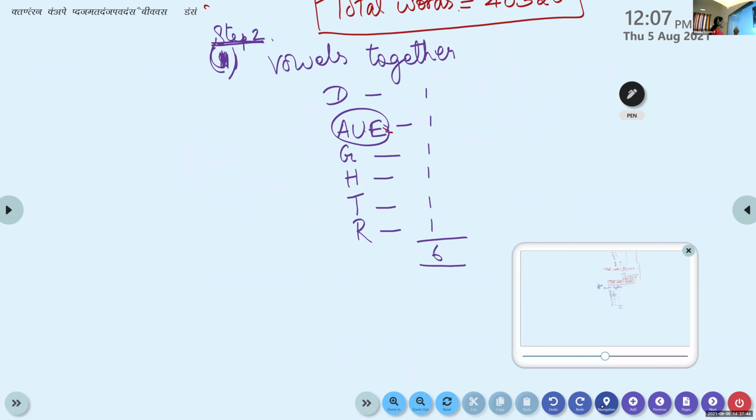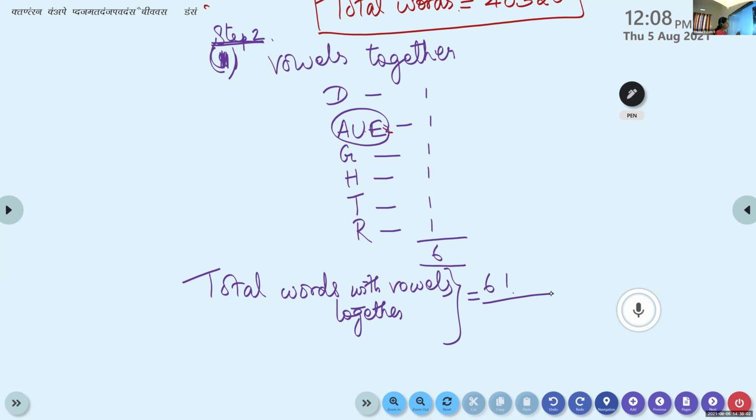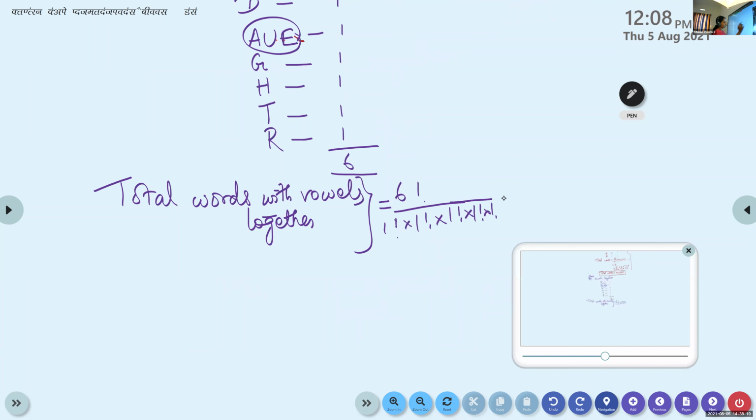Now, how many words can be formed? Total words with all the vowels together will be 6 factorial by, since each alphabet is repeating only one time, 1 factorial into 1 factorial into 1 factorial into 1 factorial into 1 factorial. Now listen children, it is not over. Note this important point.